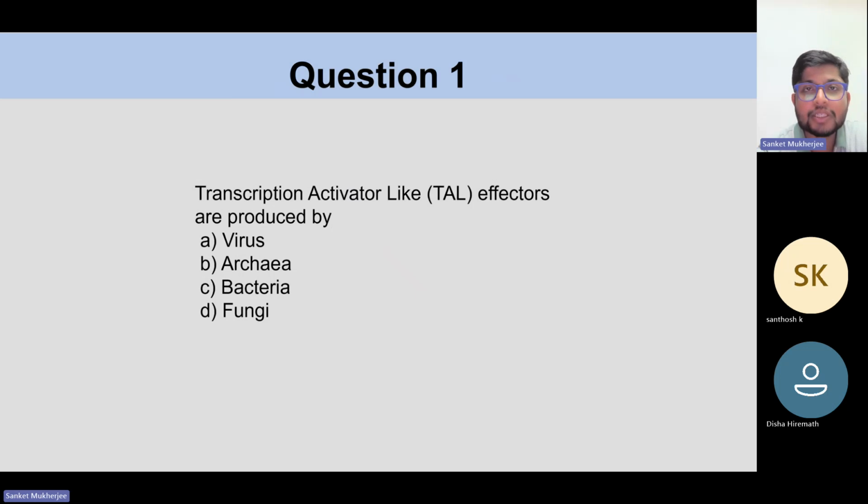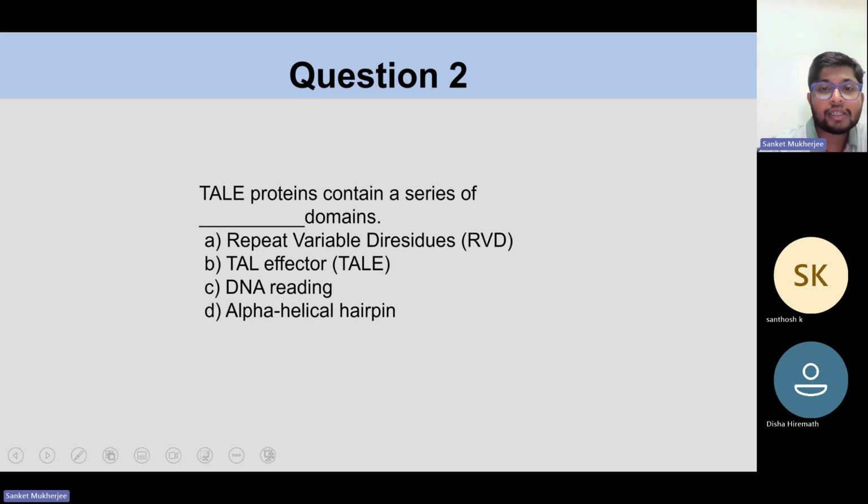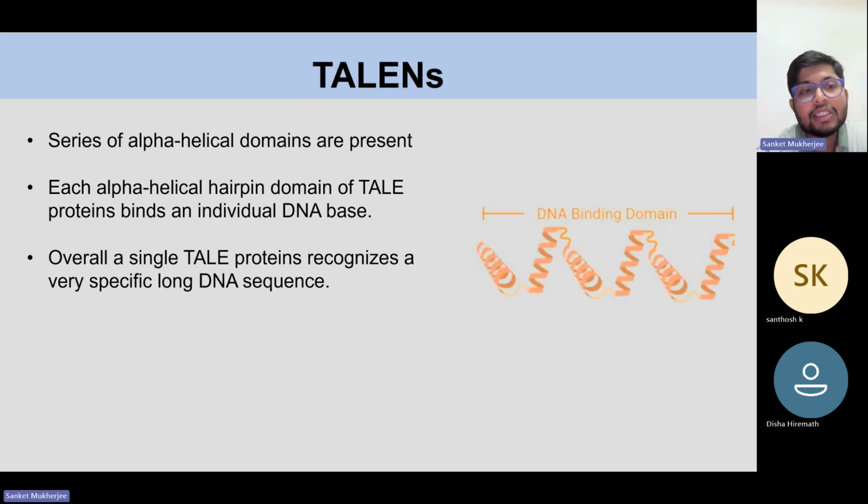This is the interactive part of the session. I would expect some answers from you. Bacteria. Right, you're right. TAL proteins contain a series of repeat variable di-residues, TAL effector DNA reading, or alpha helical hairpin domains. What would be the answer? Okay, repeat variable domains, or di-residues, would be the answer.